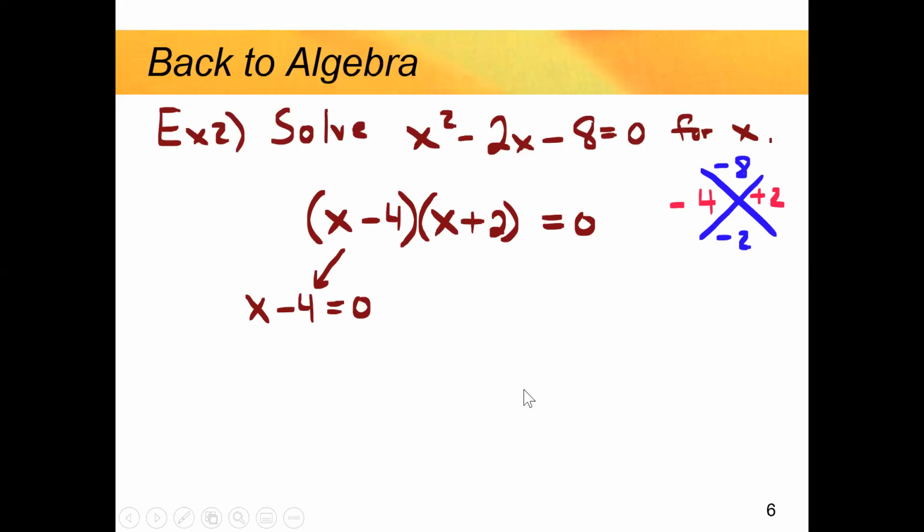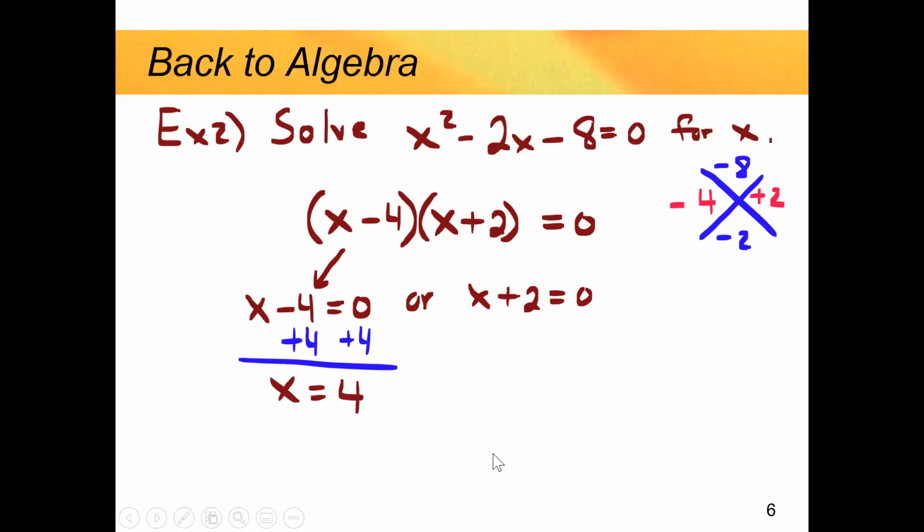Set each of them equal to 0, and then we solve each of them, and we should get an answer of x is equal to 4, and x is equal to -2. At that point, we're done. We're reviewing algebra. So we did the simple one just now, we did the factoring one, and then we'll do the quadratic formula.